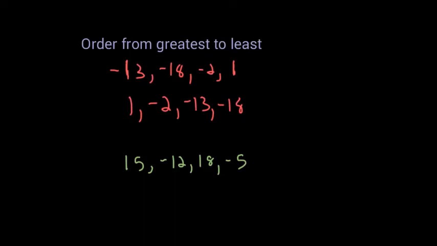Alright, so for the next one, I'm going greatest to least. So again, look at your positives. I have 15 and 18. Well, 18 is greater than 15, so that comes first. And then I look at the negative 12 and negative 5. And I think, would I rather owe somebody $5 or $12? Well, I'd rather only owe them 5, so that's going to be greater than negative 12. So I have 18, 15, negative 5, and then negative 12.